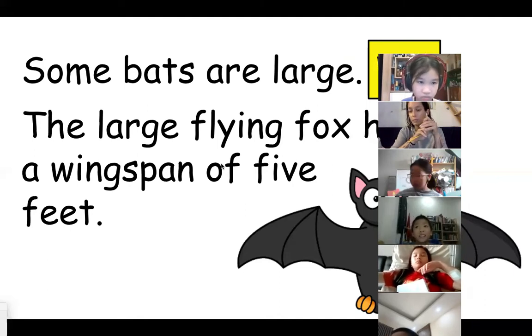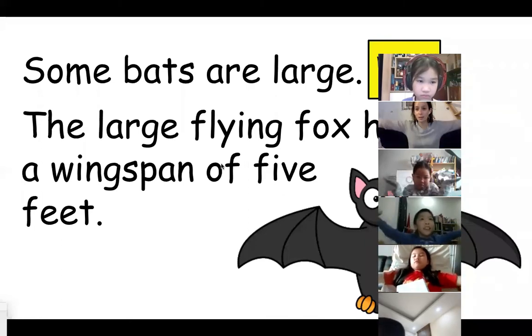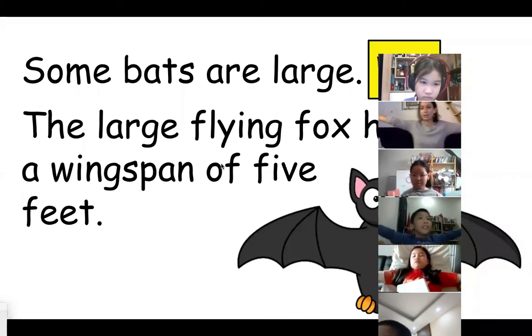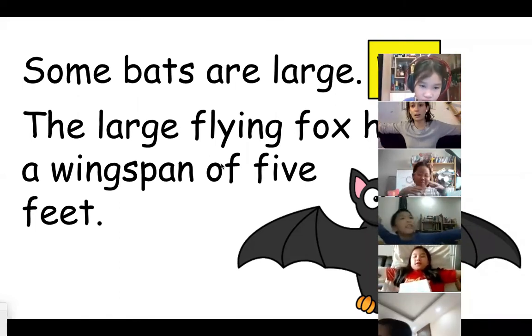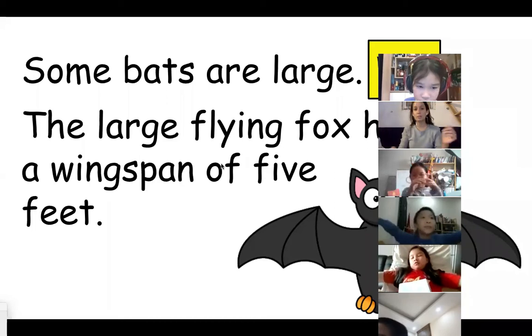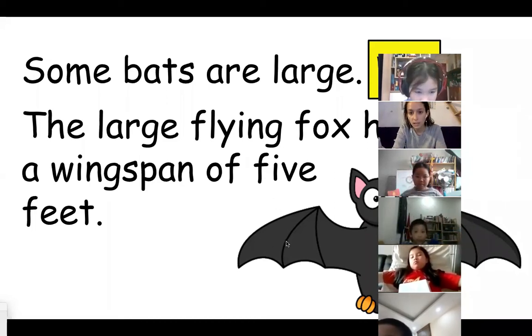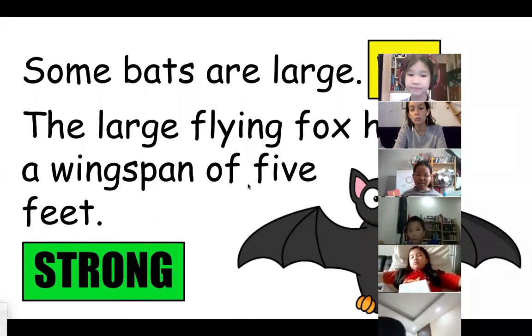Do we know what wingspan means? Show me your wingspan, if you know. Okay, Dina, so our wingspan is from the tip of this finger all the way to the tip of this finger, right? So a flying fox has a wingspan of 5 feet. That's almost 2 meters. Okay, so that is an example of strong evidence.